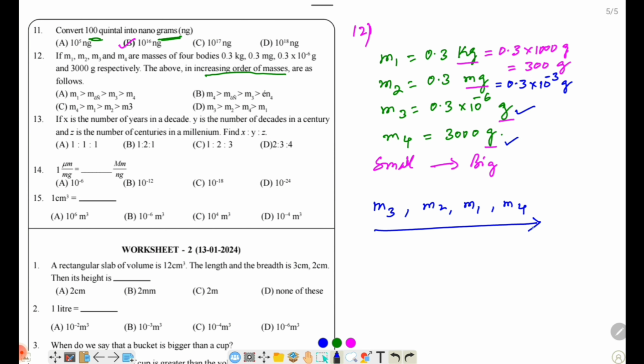So which is your correct answer? Therefore you can write M4 is greater than M1 is greater than M2 is greater than M3. So your option will be C.